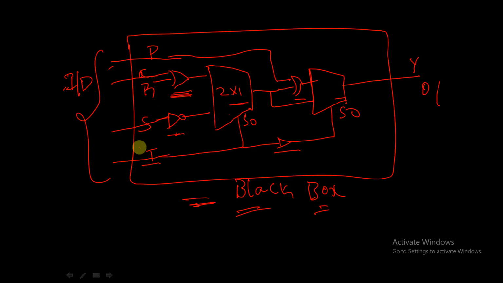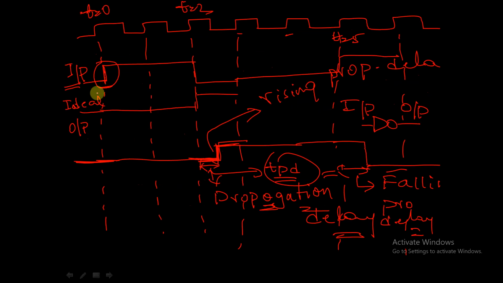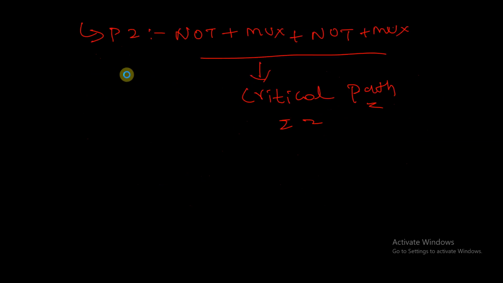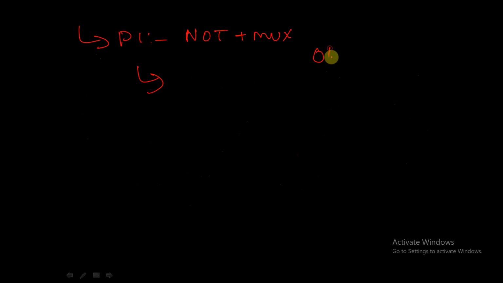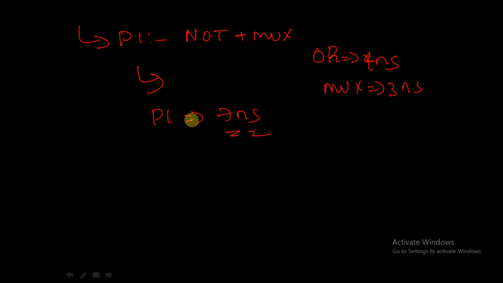So let us define some delays with respect to this. Let's say the OR gate has a delay of 2 nanoseconds, the other OR gate 4 nanoseconds, and the MUX has a propagation delay of 3 nanoseconds. So what is the overall delay in path 1? It is 7 nanoseconds.